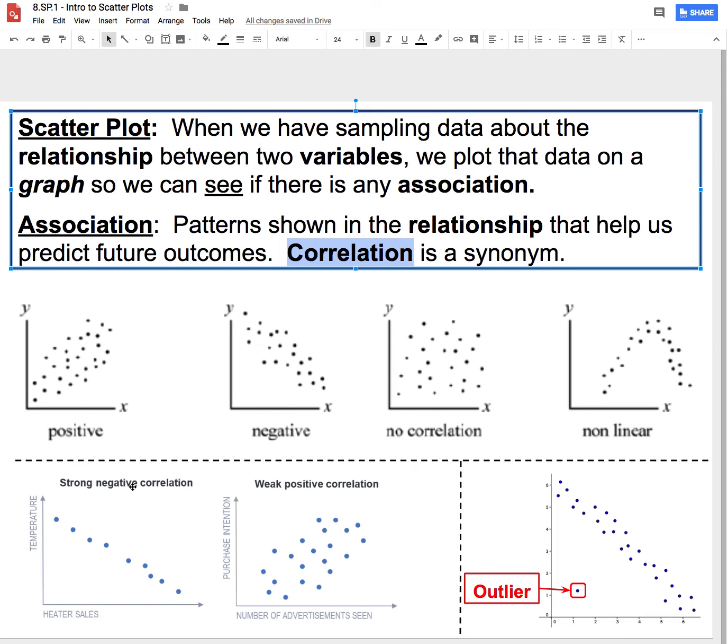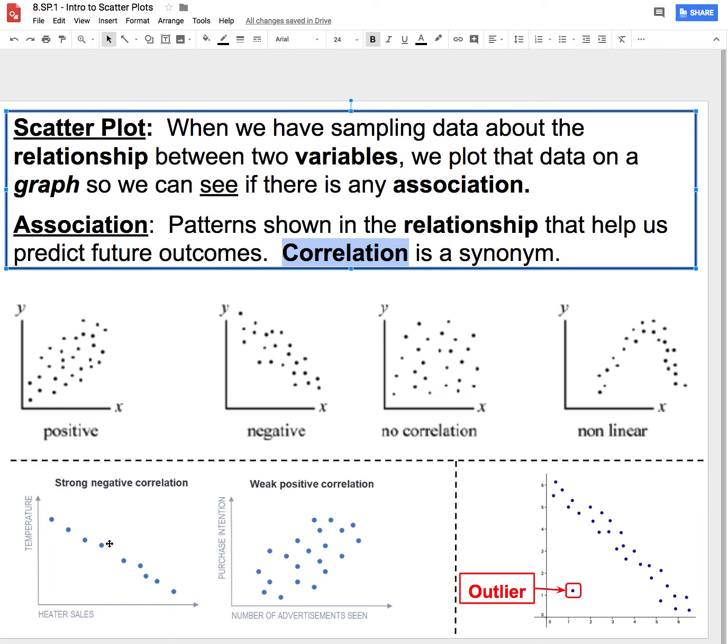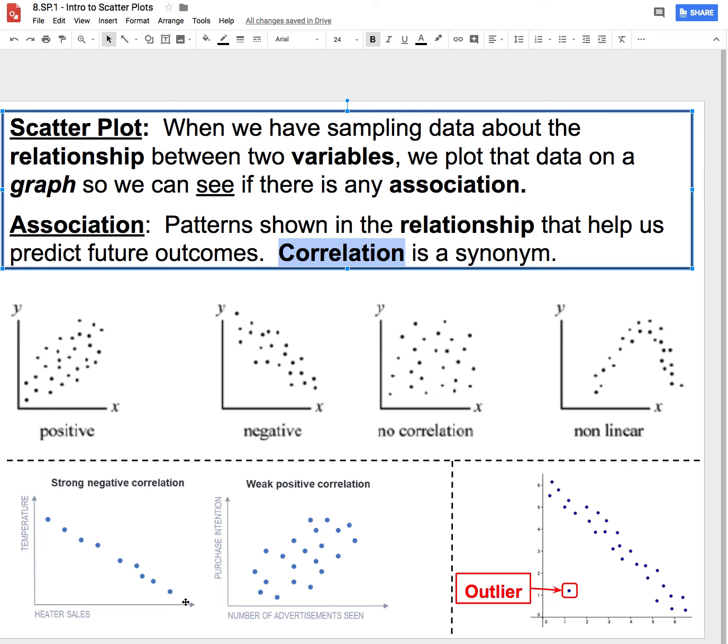A strong correlation versus a weak correlation. Strong correlation means that if we drew a straight line, what we're going to call a line of best fit, it would fit the data pretty well. Here we see there is some pattern, some relationship, but if we drew a straight line, a line of best fit, it wouldn't be as tight, it wouldn't be as close to hitting all of the data points as the relationship we see over here.